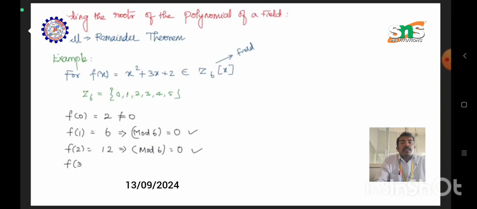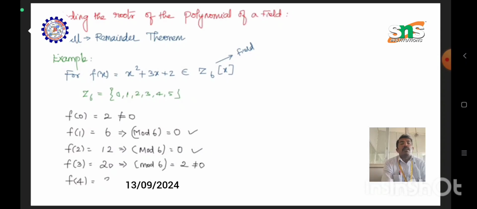Then you go for 3. When you substitute 3 in the function in place of x, you get the answer 20. So 20 is not in the field, so you use the mod 6 concept here. When you use mod 6, you get the answer 2, but 2 is not 0. So it cannot be a root.